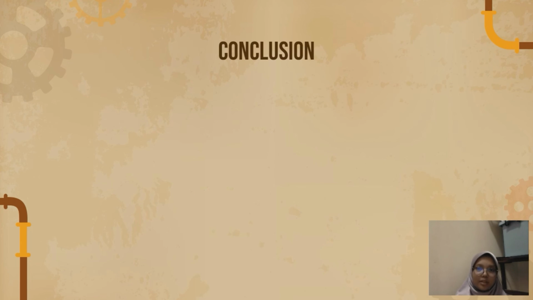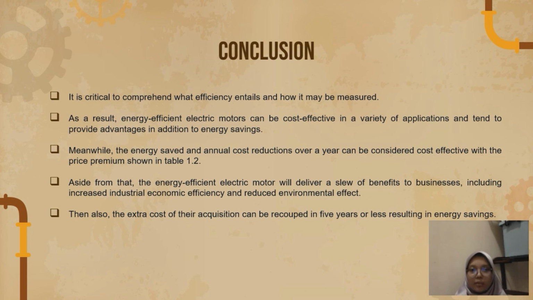So the last part of this assignment, we have 5 points of conclusion to summarize. The first point is, it is critical to comprehend what efficiency entails and how it may be measured. As a result, energy efficient electric motors can be cost effective in a variety of applications and tend to provide advantages in addition to energy savings. Meanwhile, the energy saved and annual cost reductions over a year can be considered cost effective with the price premium shown in Table 1.2. Aside from that, the energy efficient electric motor will deliver a slew of benefits to businesses, including increased industrial economic efficiency and reduced environmental effect. And the last point, the extra cost of their acquisition can be recouped in 5 years or less, resulting in energy savings.